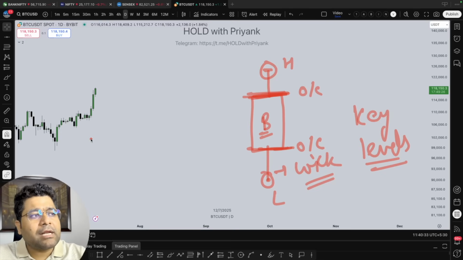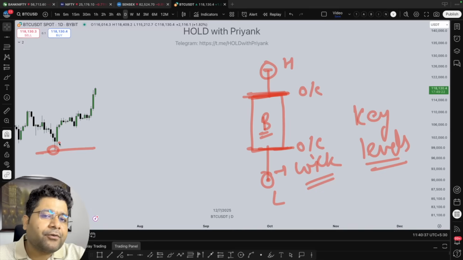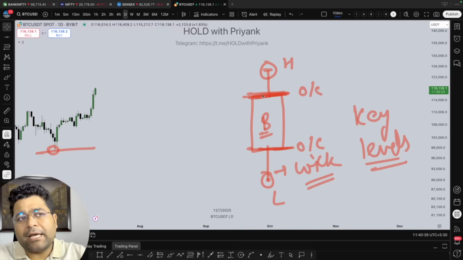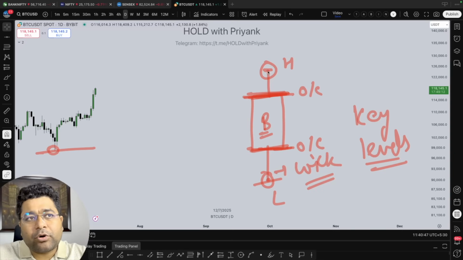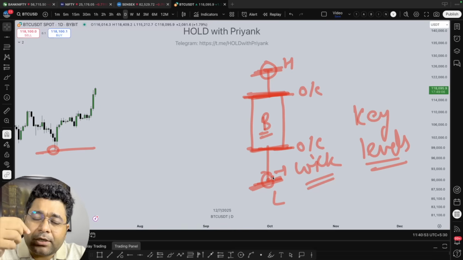When we draw a line on a particular point just like this, we are assuming that it will work. But when we are drawing a line on open, high, low, and close, then it is more likely to work because it has worked in the past already. This highest point has worked as a reaction point. This lowest point has already worked as a reaction point on that particular day, on that particular minute, on that particular hour. Am I right or not?